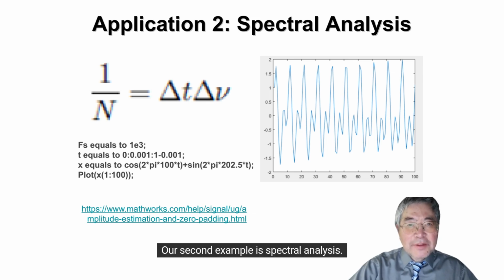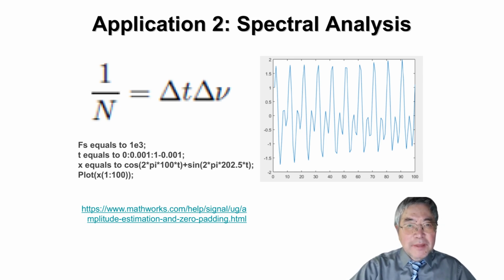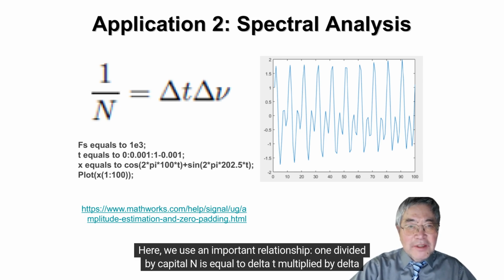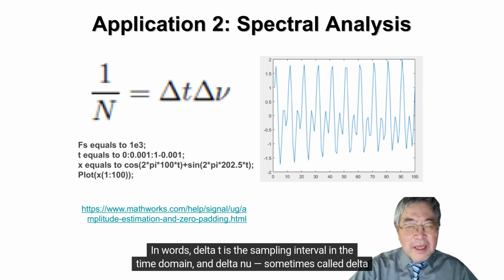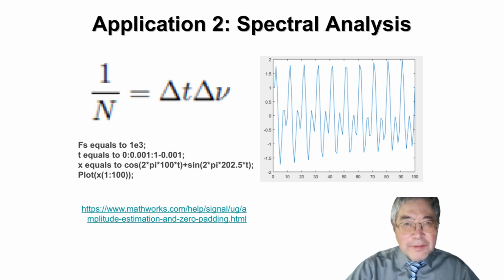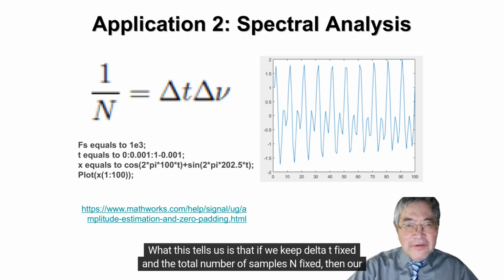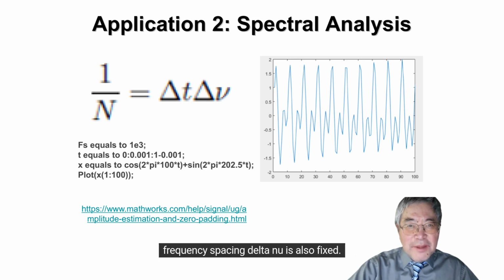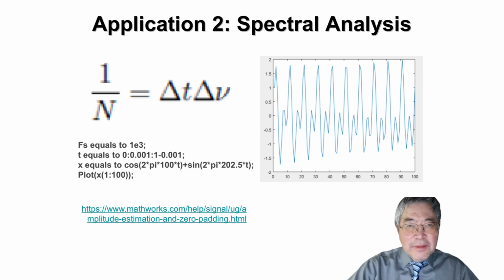Our second example is spectral analysis. Here we use an important relationship: 1 divided by capital N is equal to delta t multiplied by delta nu. In words, delta t is the sampling interval in the time domain, and delta nu, sometimes called delta u, is the spacing between frequency samples in the Fourier domain. What this tells us is that if we keep delta t fixed and the total number of samples N fixed, then our frequency spacing delta nu is also fixed.